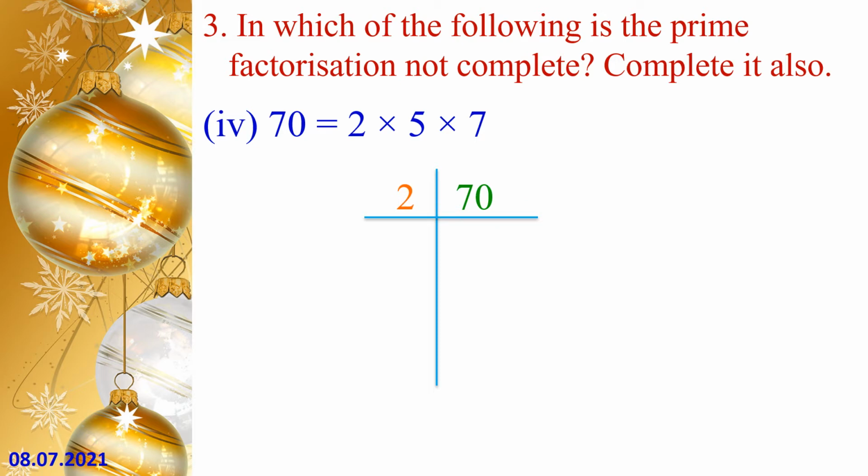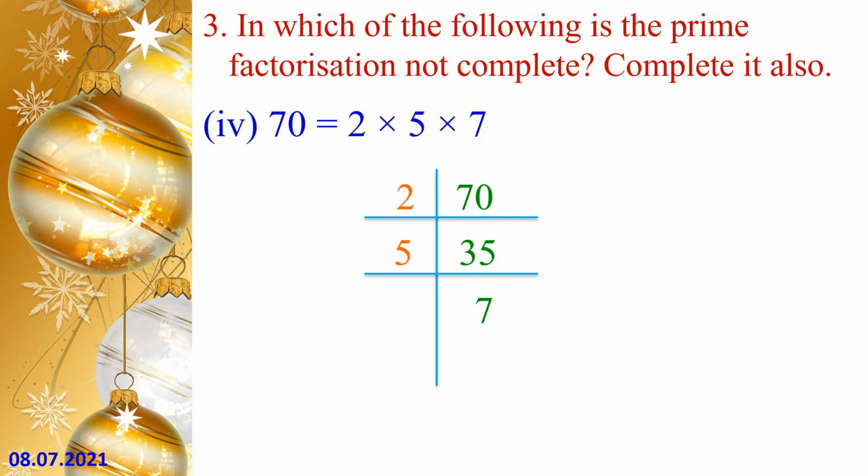So next, 35 twos are 70. Okay, so that is 70 divided by 2, we get the quotient as 35. Now let us decide the next divisor. Here 35 is an odd number and the ones place ends in 5. So therefore 35 is divisible by 5. Now 35 divided by 5, we get 7.